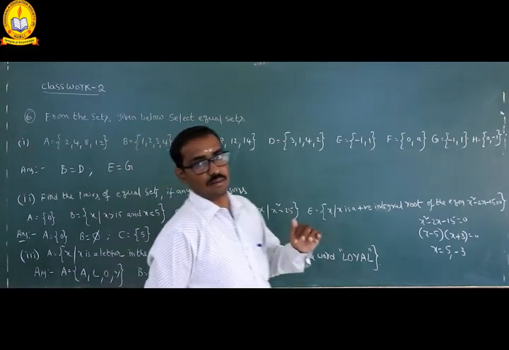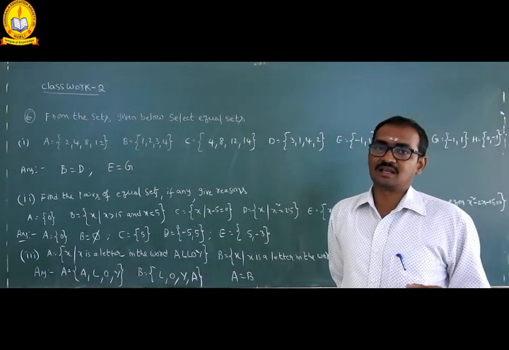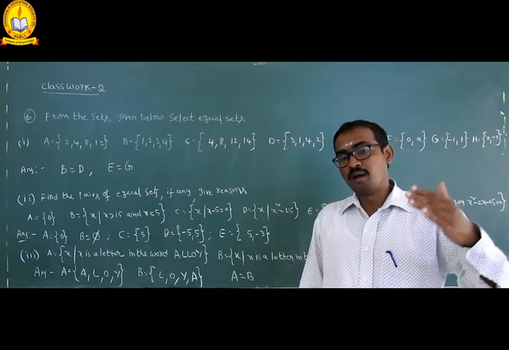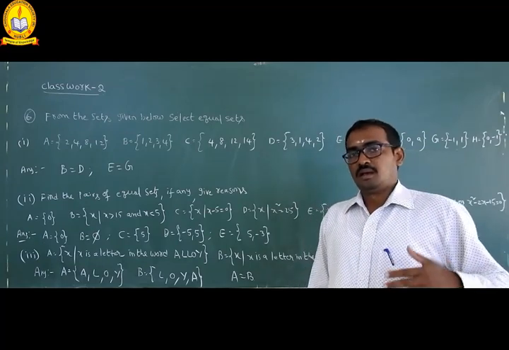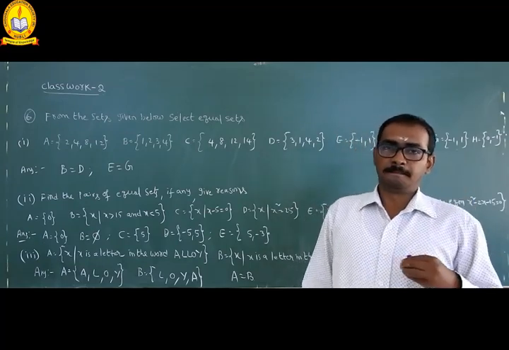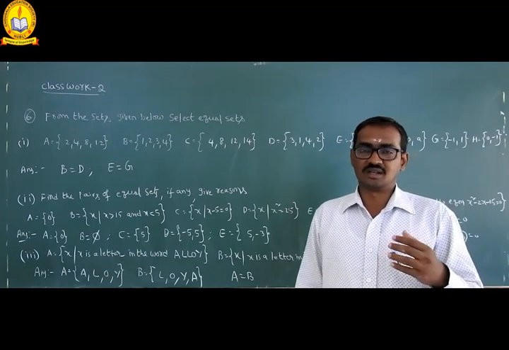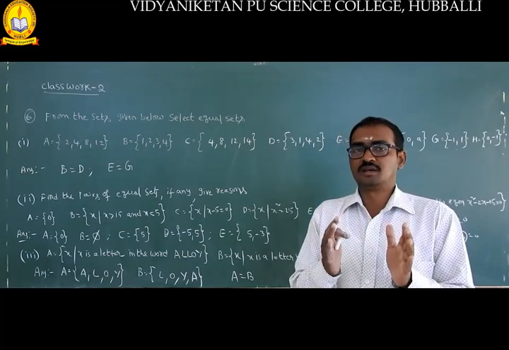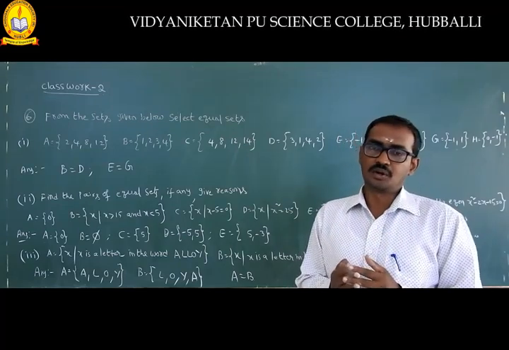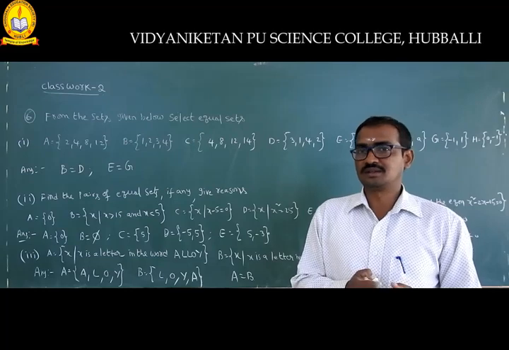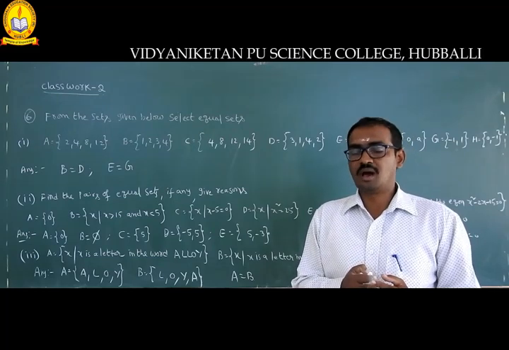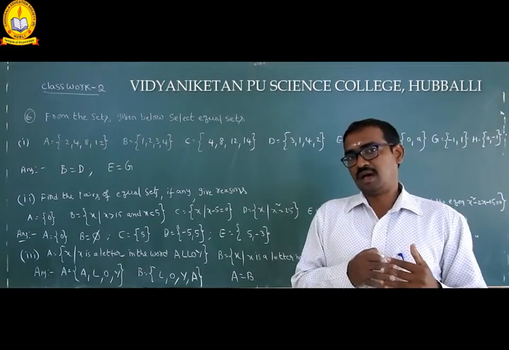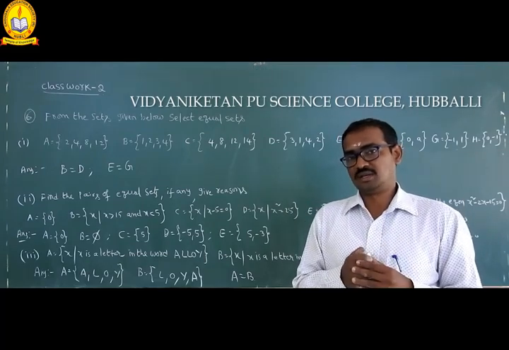So the class is completed. In previous classes I explained the definition of the set, examples for sets, and the definitions of finite set, infinite set, empty set, equal sets, and how to represent the sets. There are two methods to represent the sets. First one is the roster method or tabular form. Second one is the set builder form. I explained those definitions.